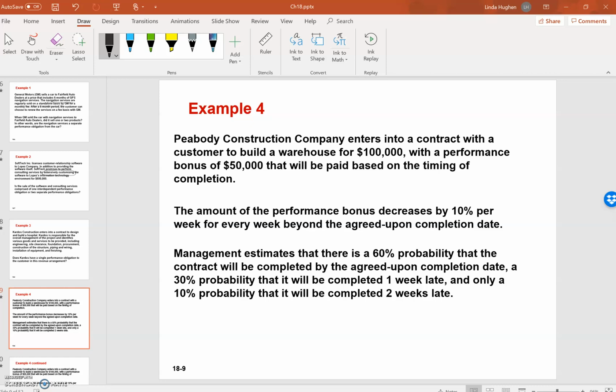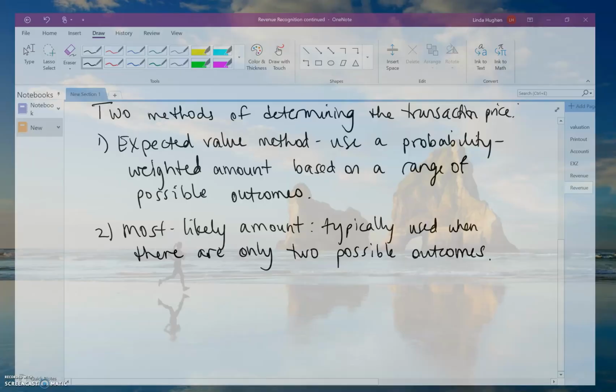So here we can see that the contract is incentivizing Peabody to finish as early as possible, and the amount of that bonus is going to decrease the longer they take. Management estimates that there's a 60% probability that the contract will be completed by the agreed upon completion date, a 30% probability that it'll be completed 1 week late, and a 10% probability that it'll be completed 2 weeks late. We're going to use this information to determine the expected outcome, the expected transaction price.